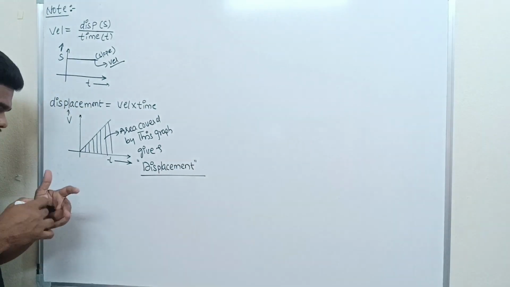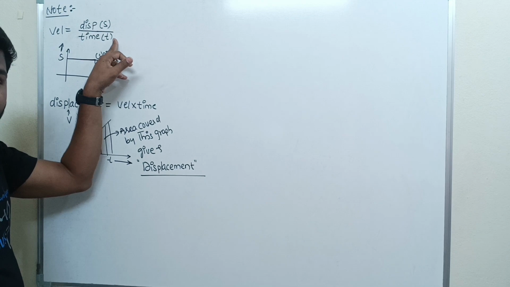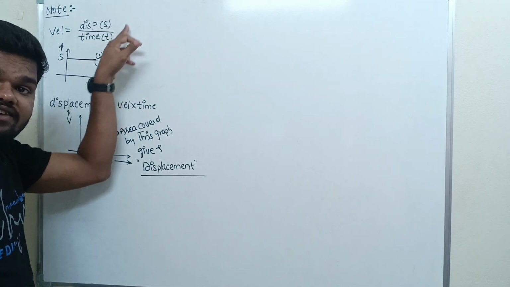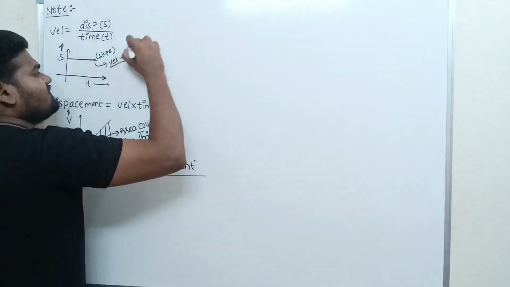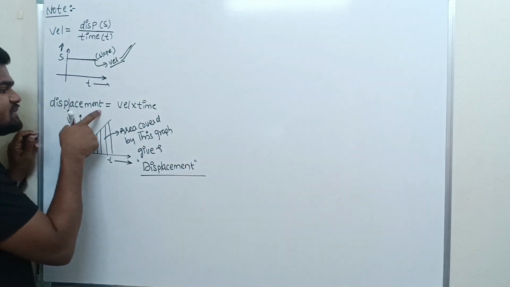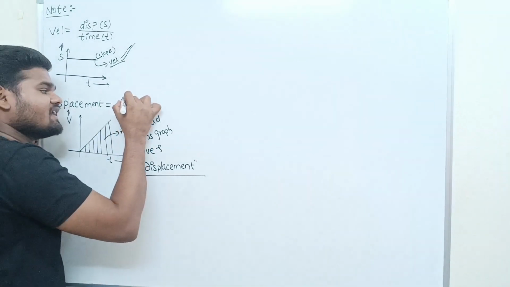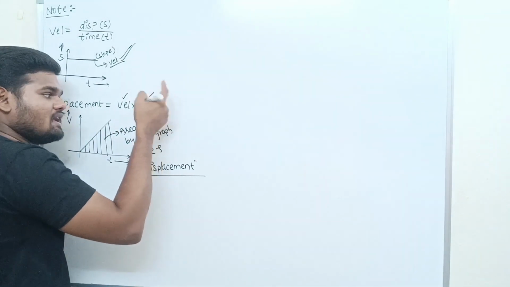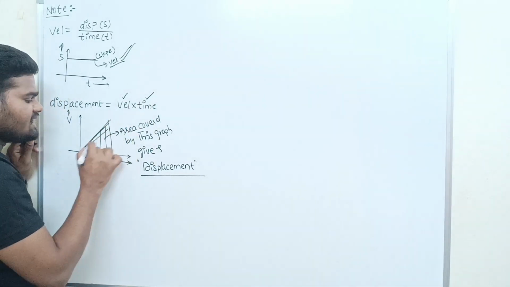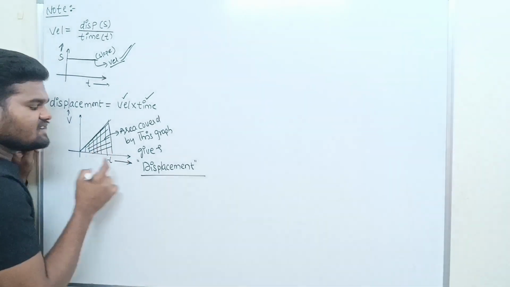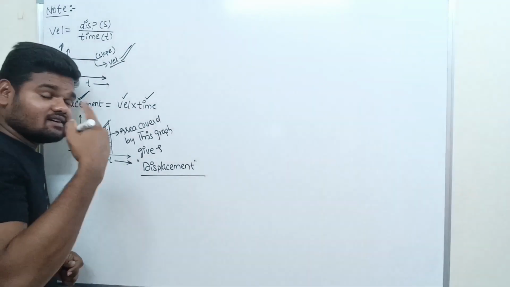So velocity is nothing but displacement by time, that is S by t. The slope of the graph of S versus t gives velocity. Now what is the displacement? Velocity into time. That means if we draw the graph for velocity versus time, the area covered by that graph gives displacement.